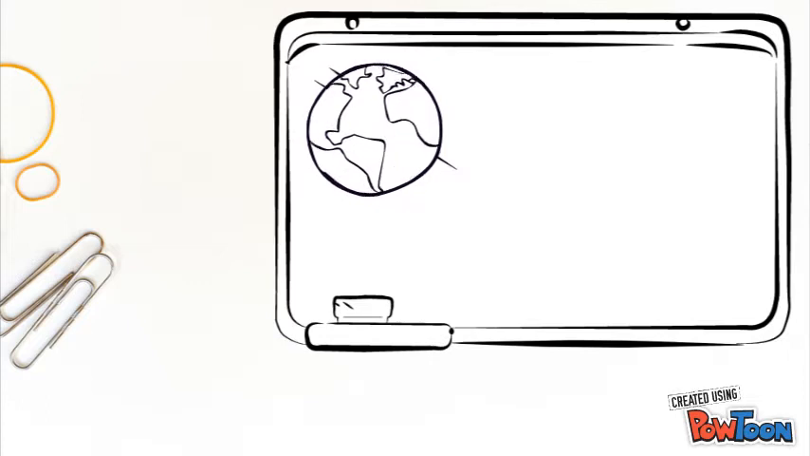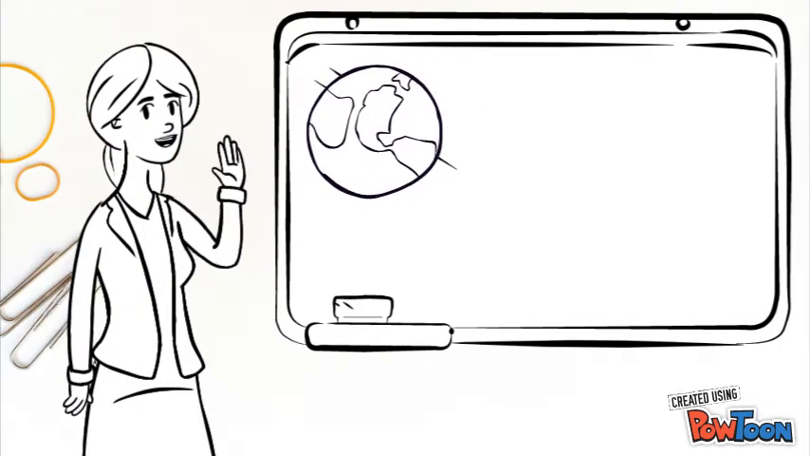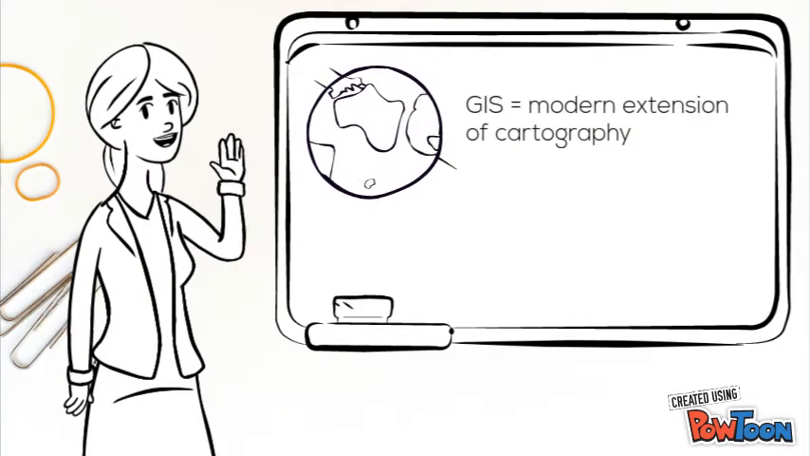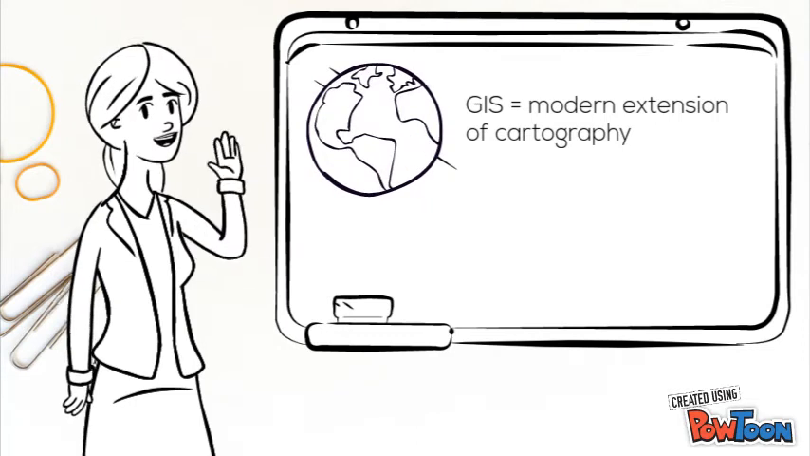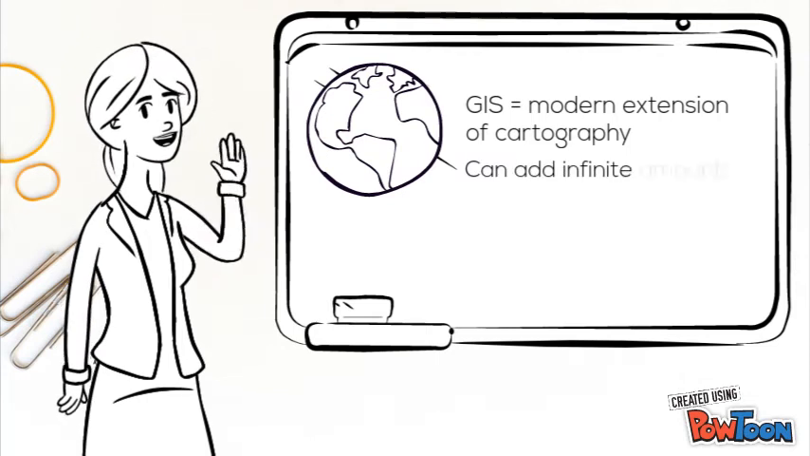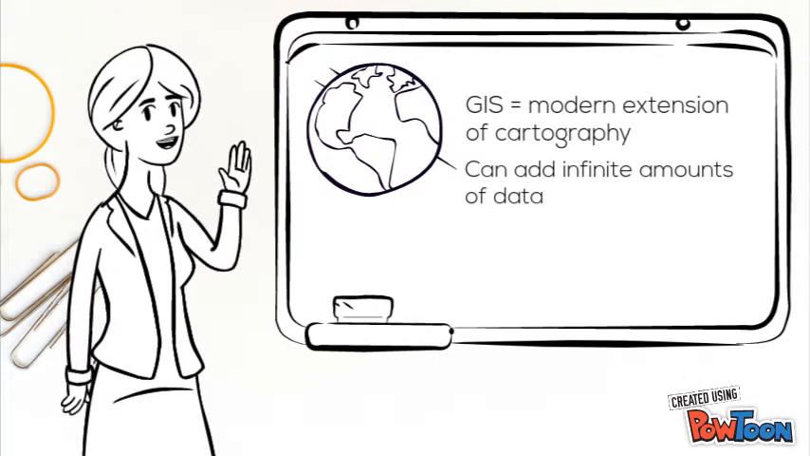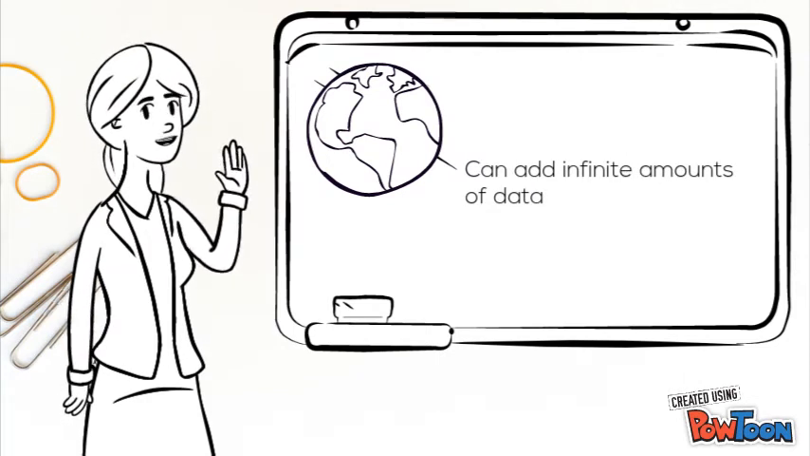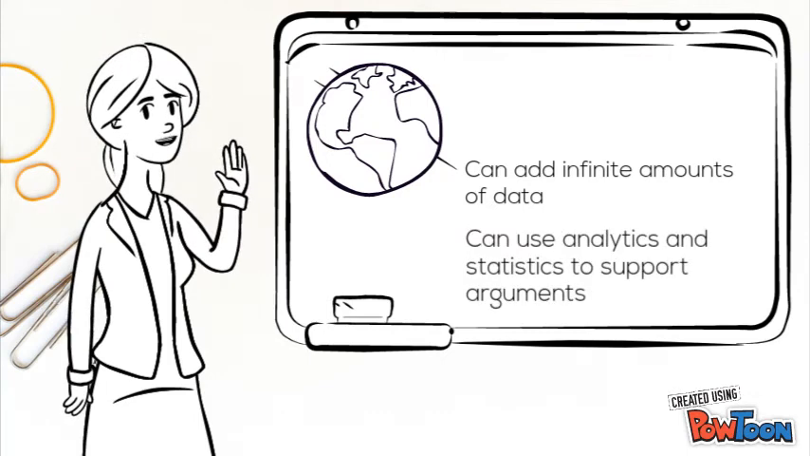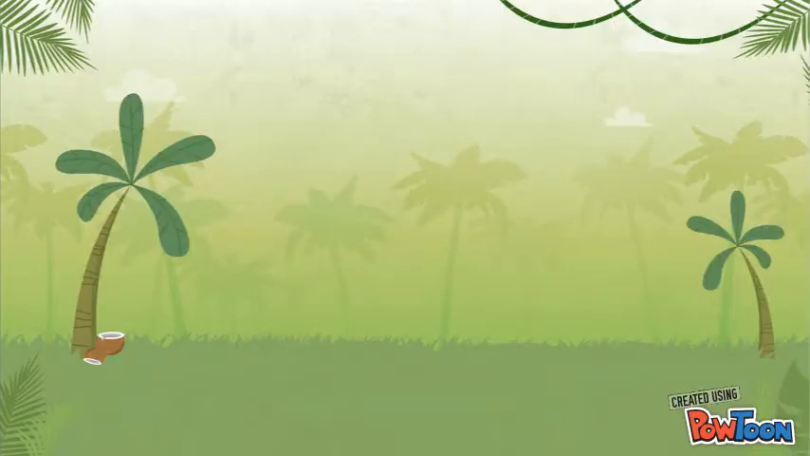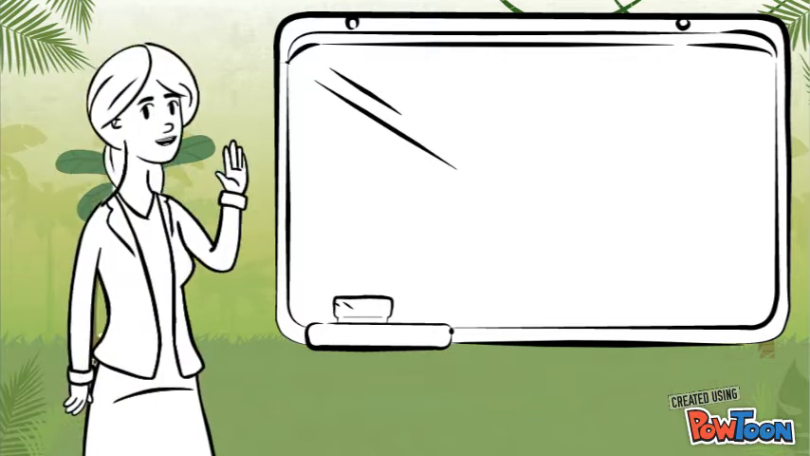Caitlin Dempsey of GIS Lounge describes GIS as a modern extension of traditional cartography with two key differences. One, a GIS map allows a user to supply an infinite amount of additional data. And two, GIS allows us to use statistics and analytics to support our arguments. GIS allows us to add different kinds of geospatial data to create data layers.